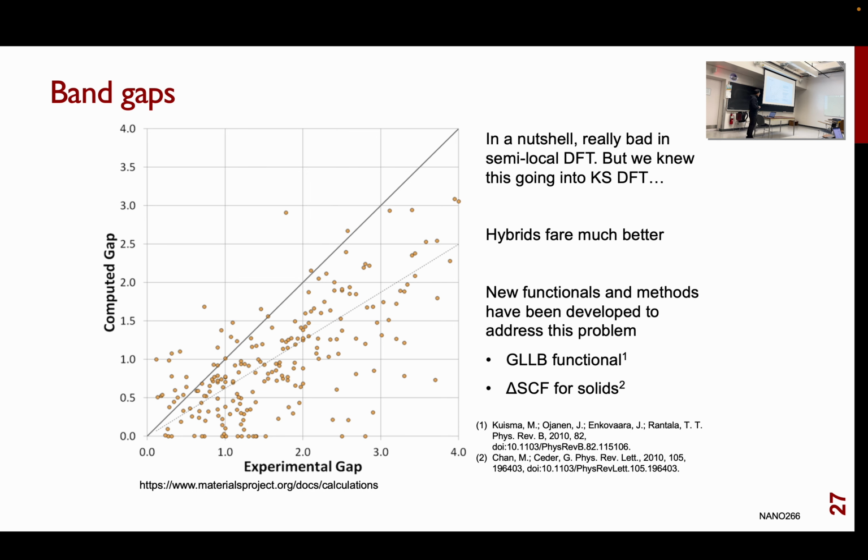There have been new functionals and methods developed to deal with this problem. For example, there's a functional called the GLLB functional that some people use to get more accurate band gaps. There's also something called delta SCF for solids. Instead of just calculating your band structure, you do a two-step calculation where you add or subtract a certain number of electrons from your system and take the energy difference between them to get your band gap. That generally also works much better than a straight semi-local DFT band gap.